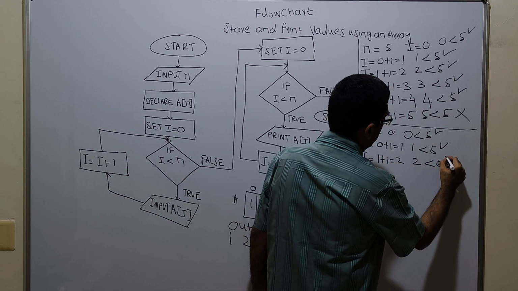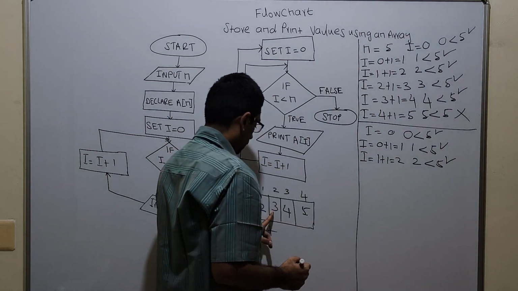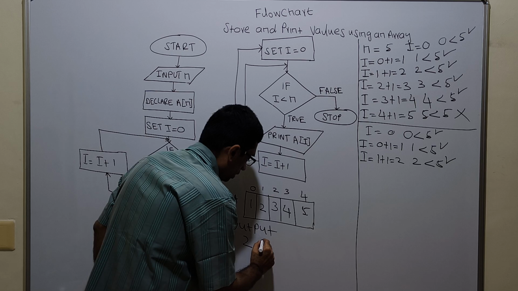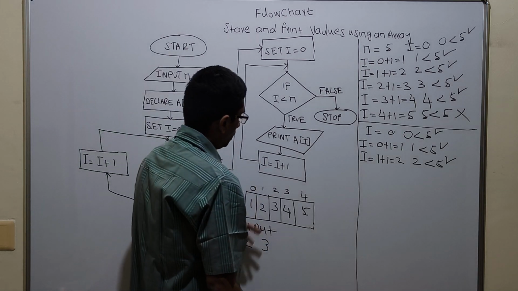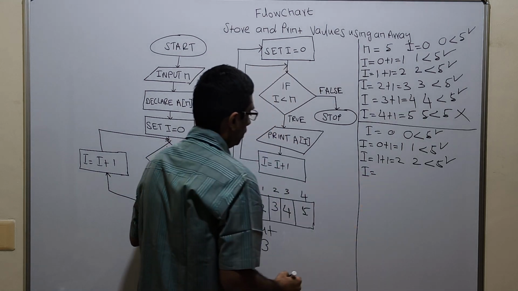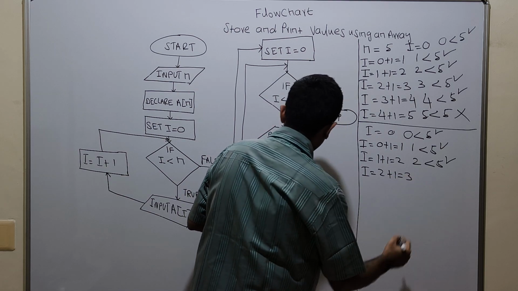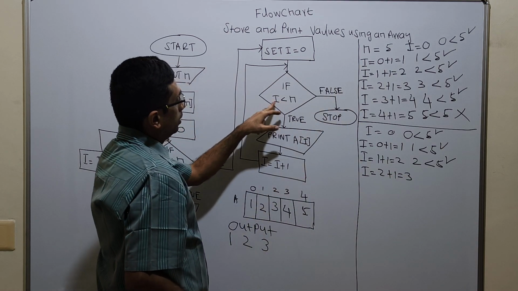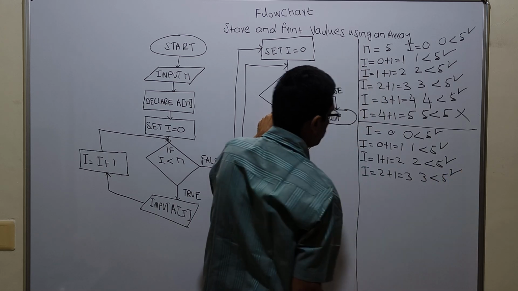2 lesser than 5 is true. I am printing the value a of 2. A of 2, what is the value I am having? I am having a value 3 will get printed here. Now incrementing I by 1. I equal to existing value of I equal to 2. 2 plus 1 equal to 3. Here checking the condition. I less than n. 3 less than 5 is true.